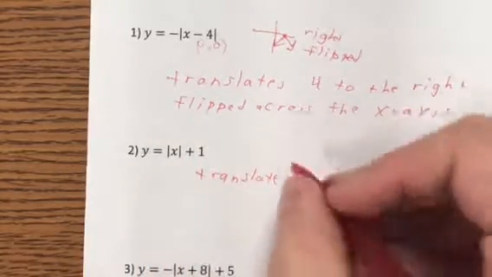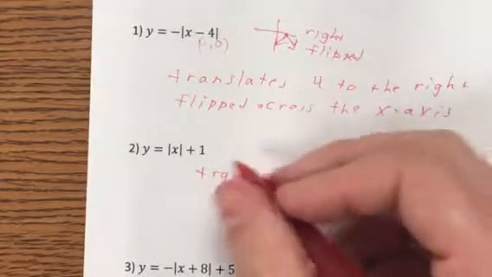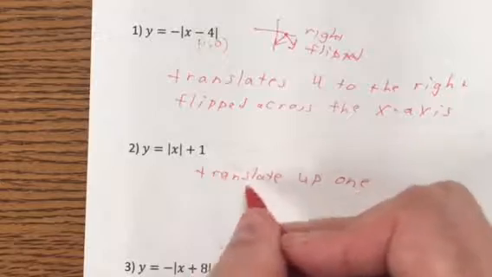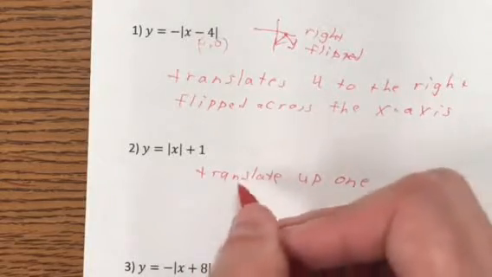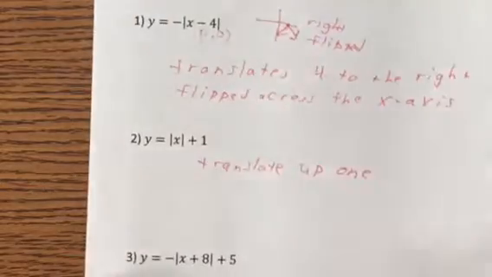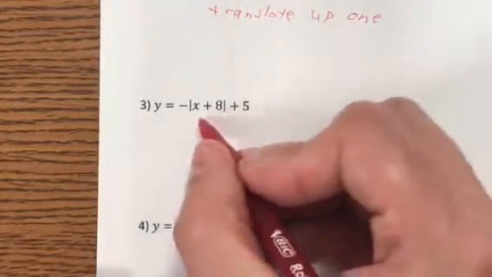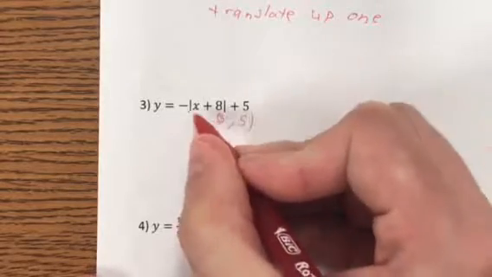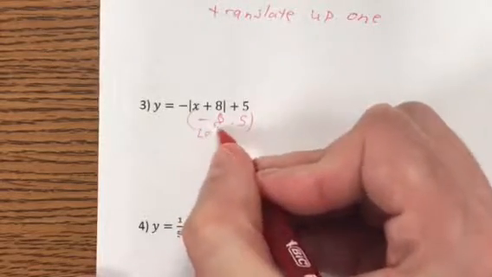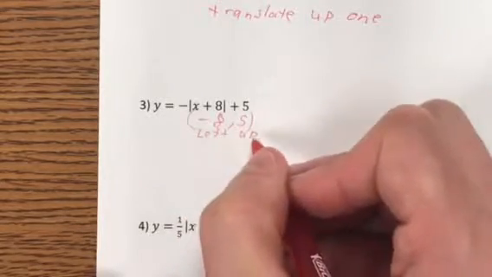There's nothing else happening. You only need to mention it if it actually is happening. So I don't have to say it translates down 0 or it does not flip across the x-axis or anything like that. Only talk about what is necessary. Like this one would be -8, 5, which means this would go left and this would go up. So I would talk about that. I would say it translates left, it translates up.